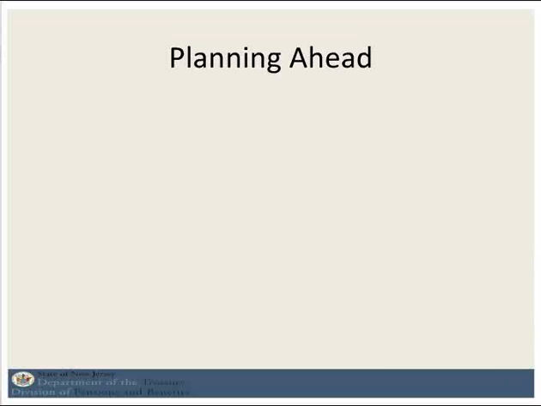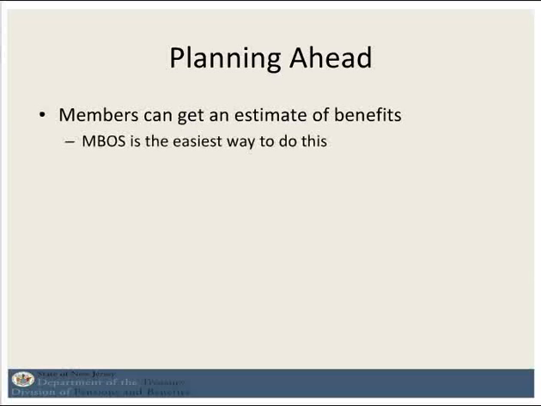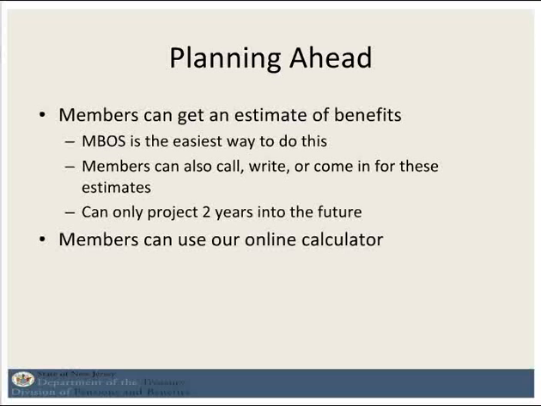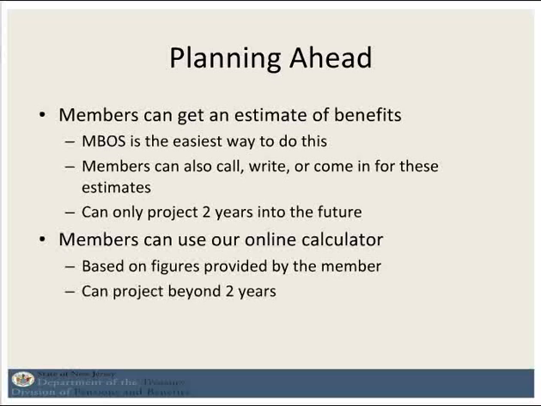It is very important that members plan ahead with respect to their beneficiary option. The best way to do this is by getting a retirement estimate, and the best way to do that is by going on to the MBOSS system. The MBOSS system, however, will only allow you to project 2 years from today's date. If you wish to project beyond 2 years, you can use our online calculator on our public website. The online calculator will allow you to project beyond 2 years, but will only be based upon the figures that you enter into the calculator.